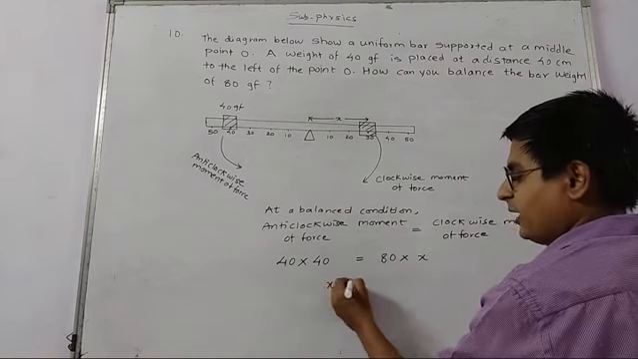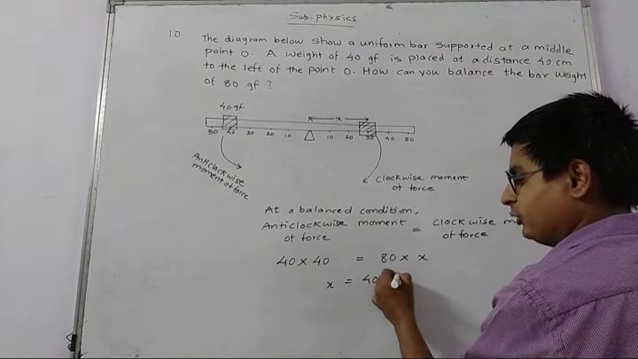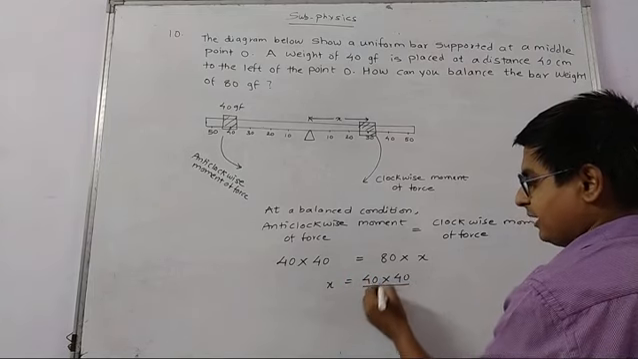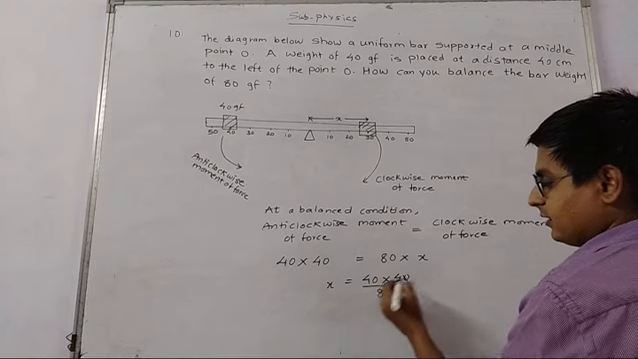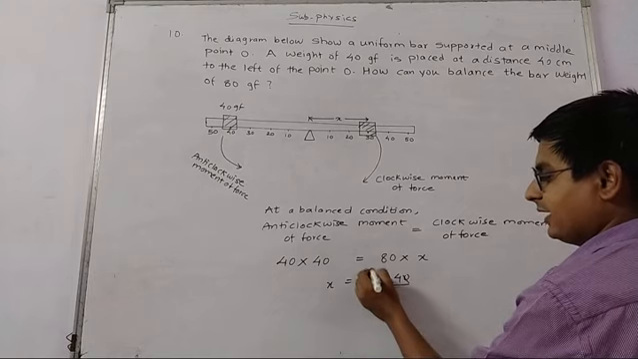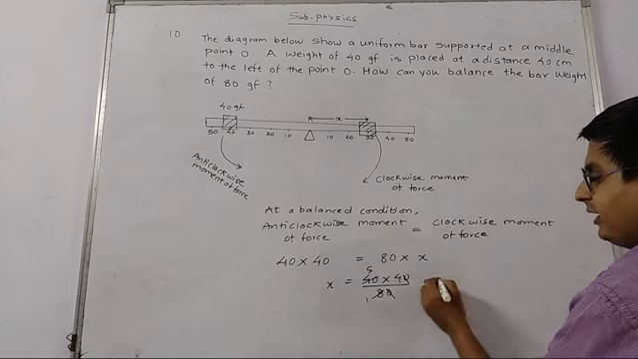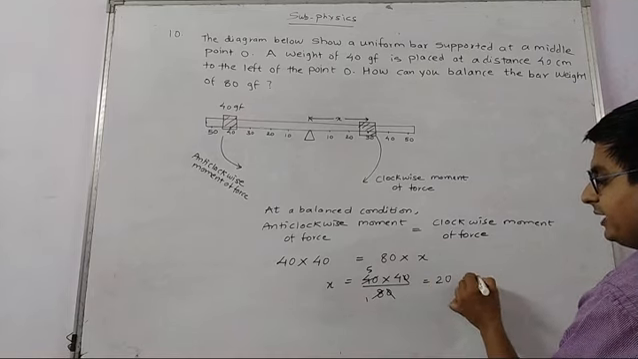So x will be how much? 40 into 40 and divide by this 80. 8 ones are 8, 8 fives are 40, 5 fours are 20. Answer will be 20 centimeter.